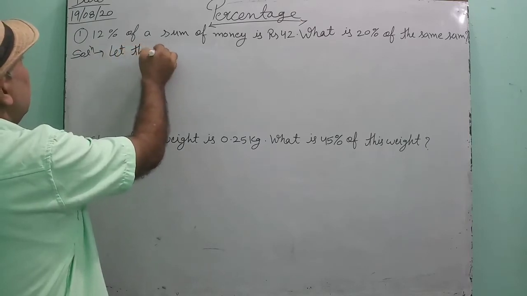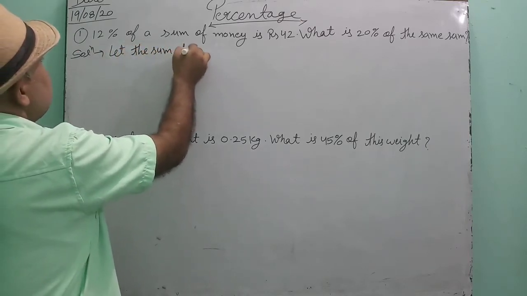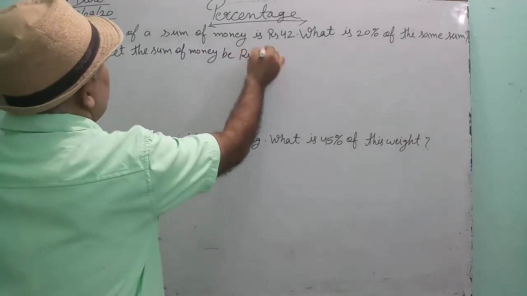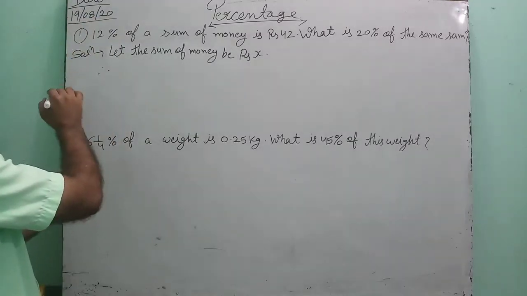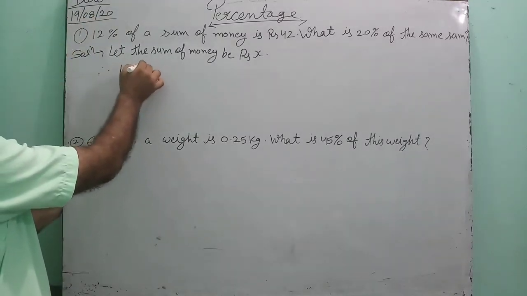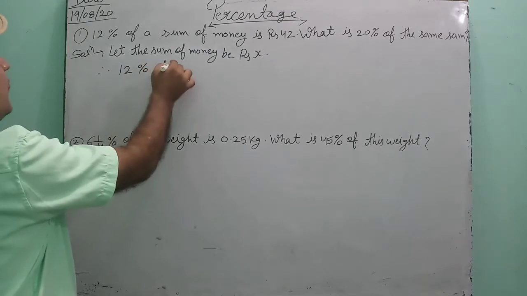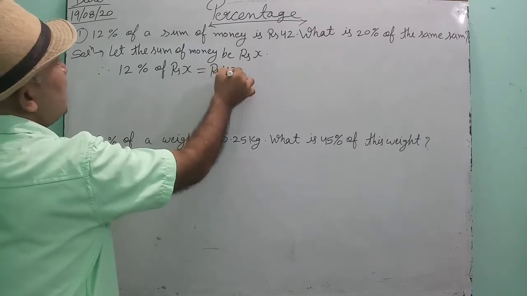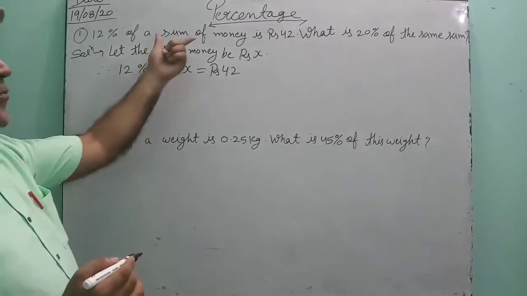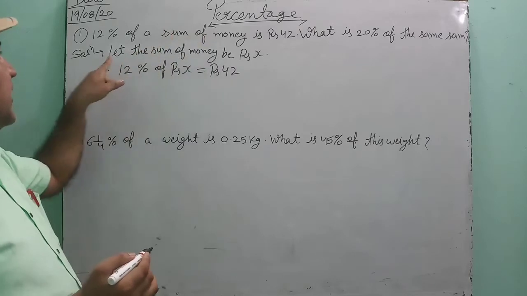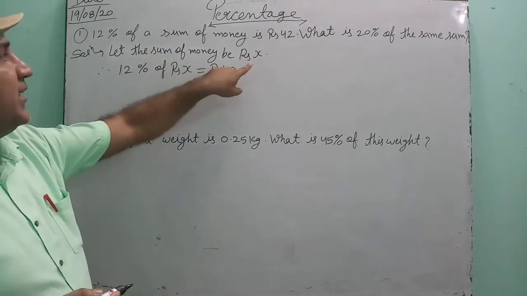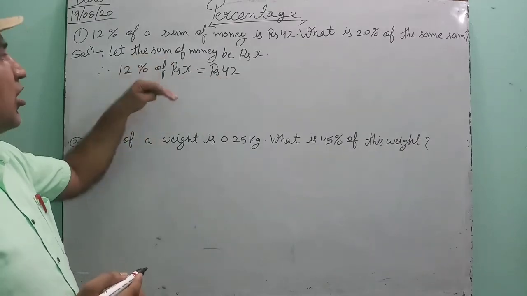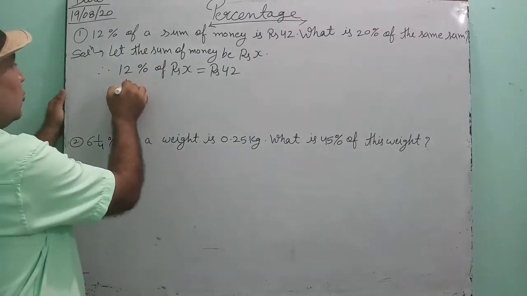Let the sum of money be rupees X. Therefore 12% of rupees X is equal to rupees 42. From the first part of the question you can see that if we suppose the sum of money X rupees, then 12% of X will be 42. Now solve and find the value of X.